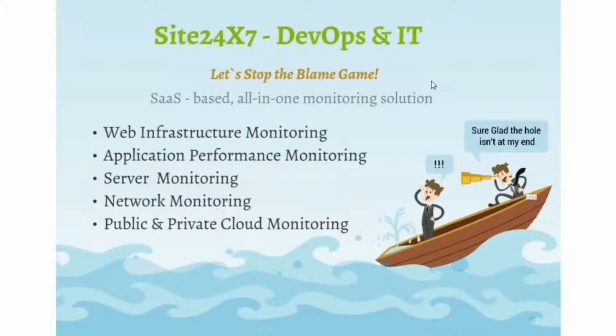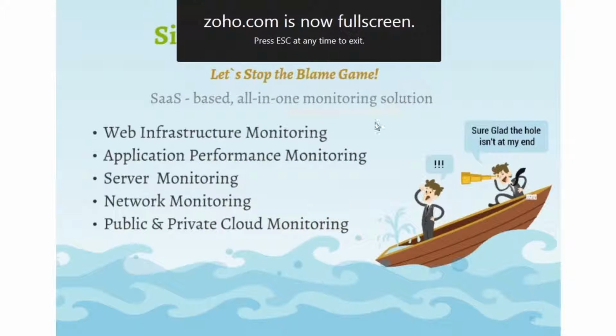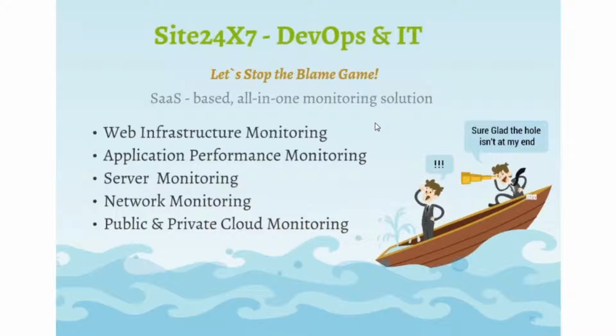All right, so what is Site 24/7? Site 24/7 is an all-in-one monitoring solution from the cloud. It will monitor your entire infrastructure from one single console. We offer end-user experience monitoring and application performance monitoring, that is APM Insight monitoring, by which you can monitor the performance of your applications like Java, Ruby on Rails, and .NET. Server monitoring helps you monitor your Windows and Linux servers, and there is public and private cloud monitoring. Network monitoring helps you monitor your switches, routers, and firewalls, which is what we are going to see today.